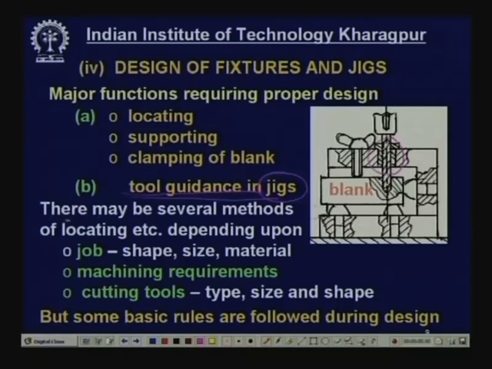Now, friends, there may be several methods of locating, supporting, clamping, tool guidance depending upon the job, its size, its shape, the material, the machining requirements, say turning, milling, shaping, planing, surfacing, drilling, boring, reaming, and cutting tools. What kind of cutting tool you are using, what is the size of the cutting tool, and what is the shape or geometry of the cutting tool. So, there are so many ways of clamping, locating, supporting, but whatever you do, certain rules and principles have to be followed while designing for clamping, supporting, and locating.